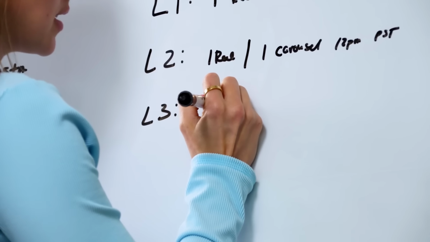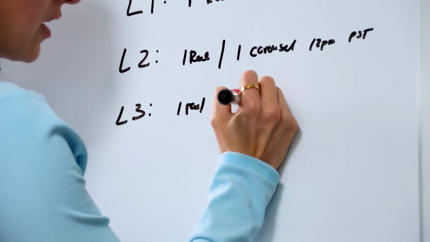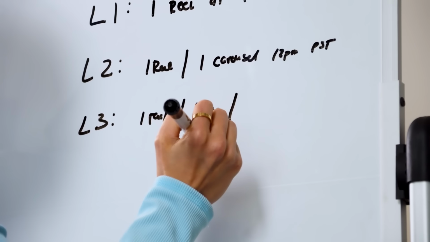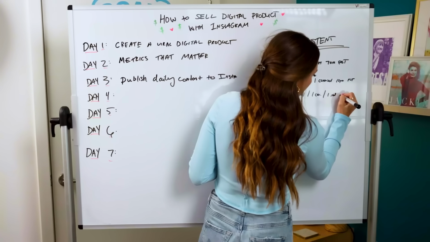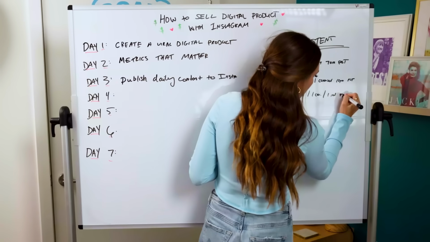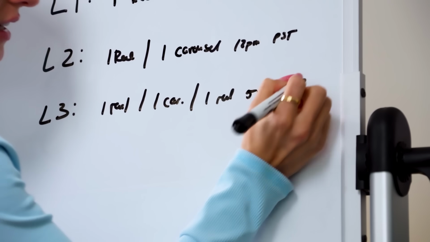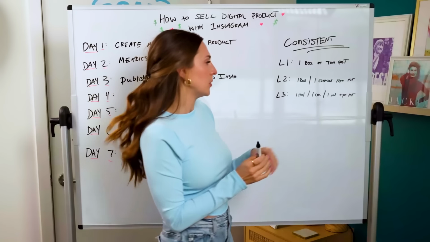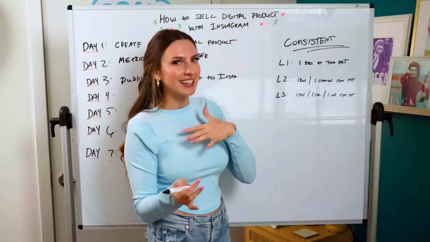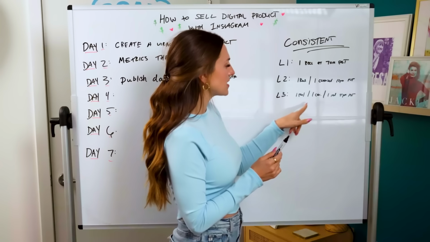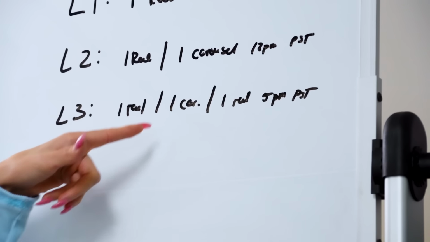So once you've done that for another 90 days, again consecutively, then you go to level 3, which is one reel, same time, one carousel, same time, and then one reel at 5 p.m. PST. You're hitting your West Coast evening people, and kind of your nighttime East Coast people. So basically now you're at 2 reels and 1 carousel.